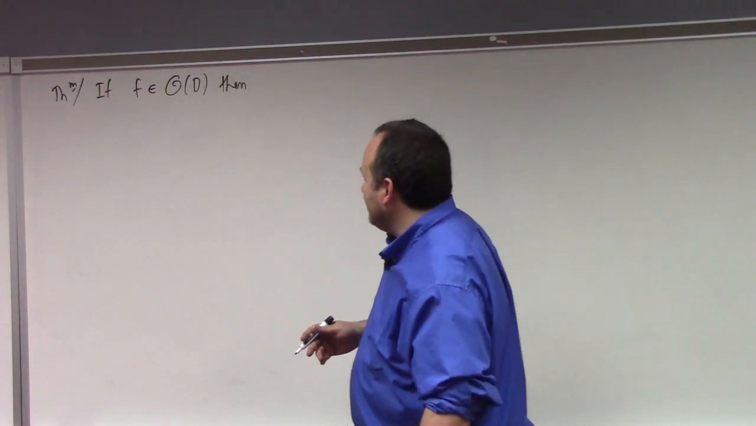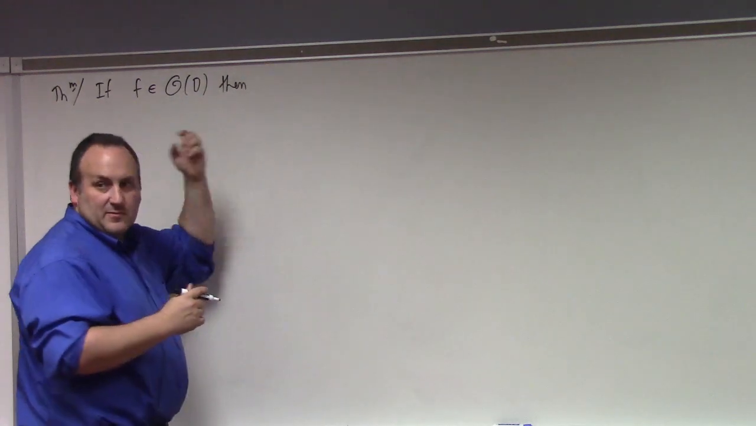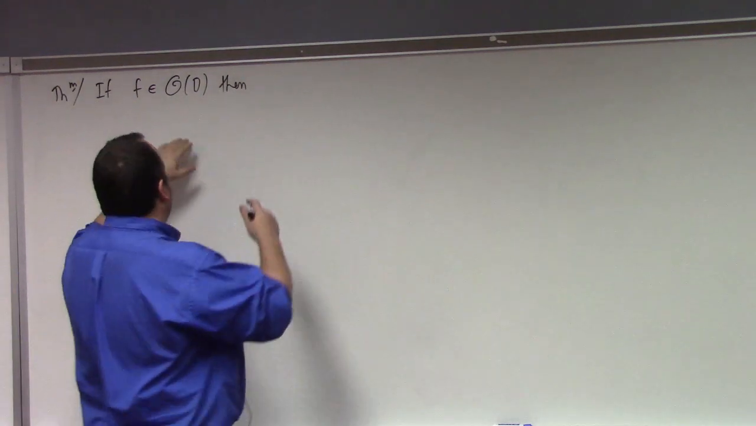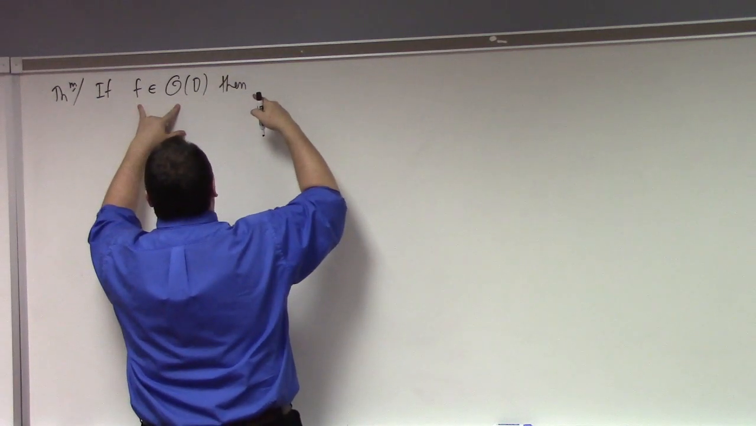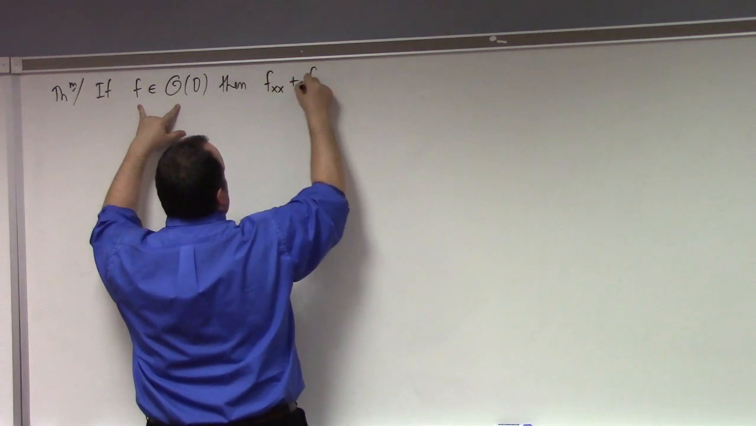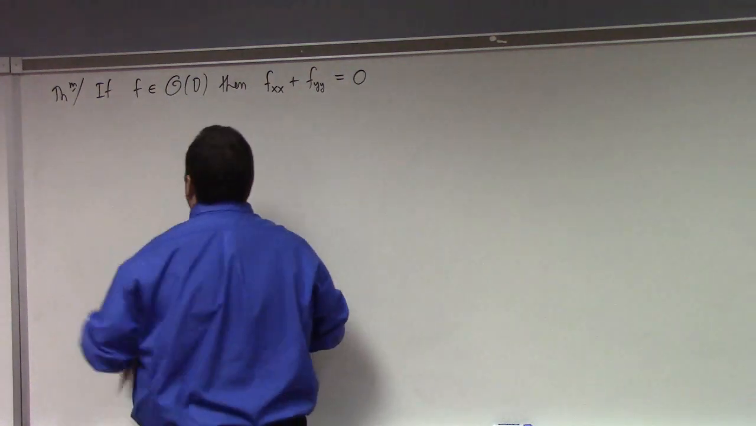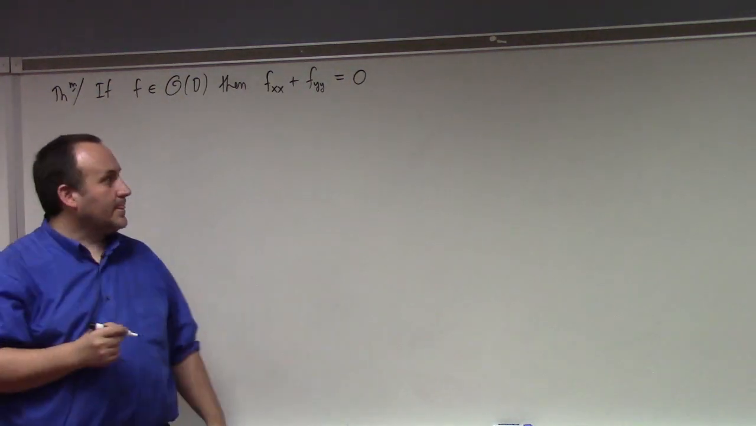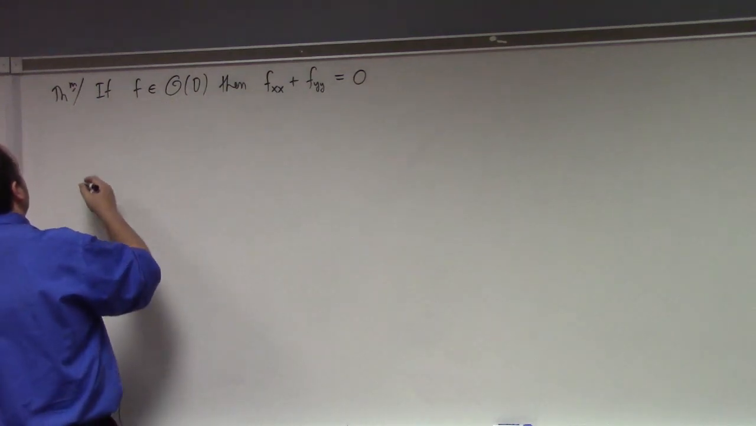If you want to know how I TeX it, it's mathcal O. Anyway, so if f is holomorphic on a domain D, then f_xx plus f_yy is equal to 0.